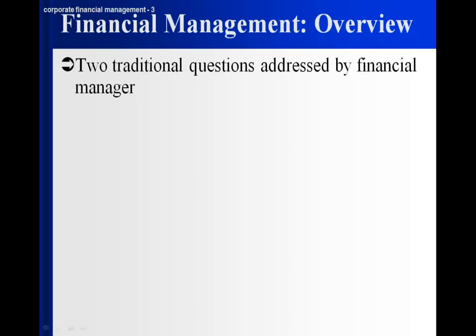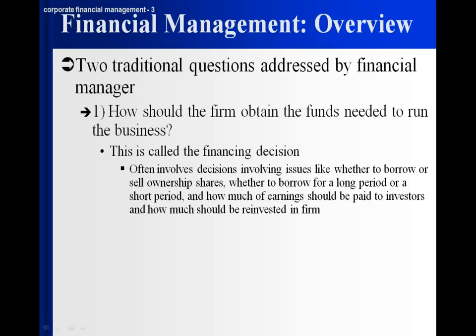So financial managers ask two questions traditionally. The first is, where should we get our money? That's called the financing decision. A firm needs money to run a business. Do they issue debt? Do they bring in more owners? If they issue debt, do they borrow for a year? Do they borrow for 5 years? Do they borrow for 10 years? Do they borrow with a fixed rate or a floating rate? If they issue shares, what kinds of dividends do they pay? Those are the kinds of questions that financial managers ask.